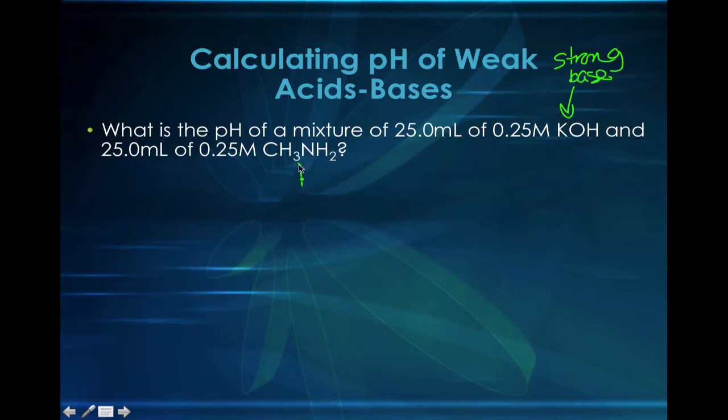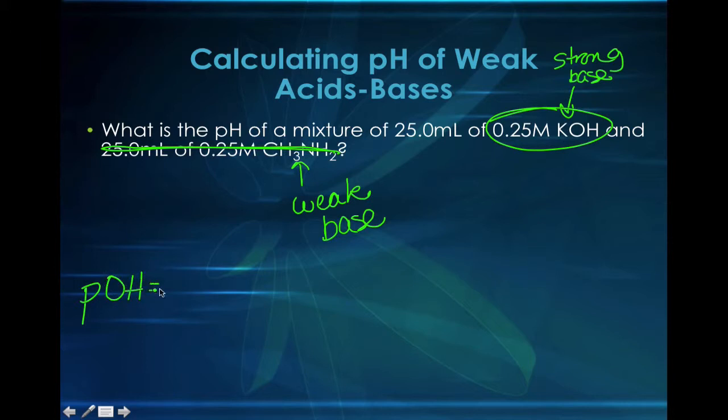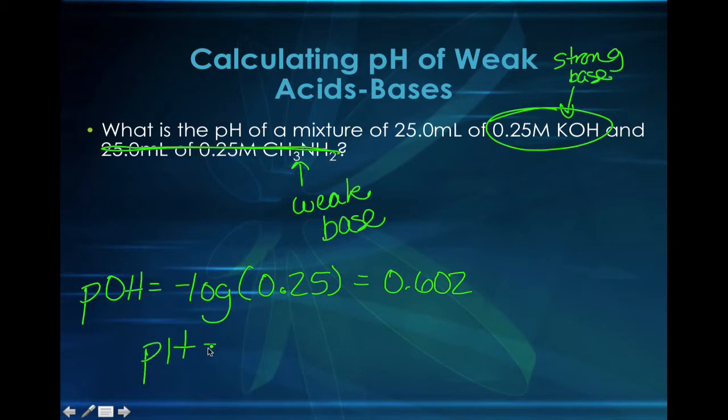So strong base, weak base, this is a problem just like number 2 before where we had a weak acid and a strong acid mixing. The weak base is not going to affect the pH at all. So all I'm going to focus on is the strong base. Because it's a base, I'm going to calculate pOH first. So pOH is going to be the negative log of 0.25, which is 0.602. And then to get the pH, we subtract from 14.